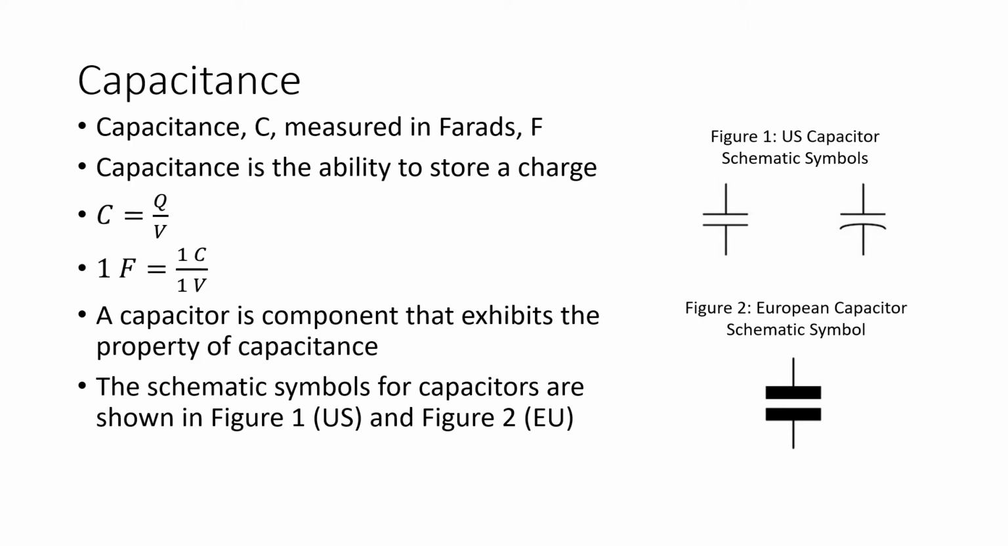Capacitance equals charge over voltage. So 1 farad of capacitance exists if 1 coulomb of charge is stored and 1 volt of potential difference is applied. A capacitor is the electrical component that exhibits the property of capacitance. And we see in figure 1 two accepted schematic symbols for a capacitor in US drawings, and in figure 2 the schematic symbol for a capacitor in European drawings.